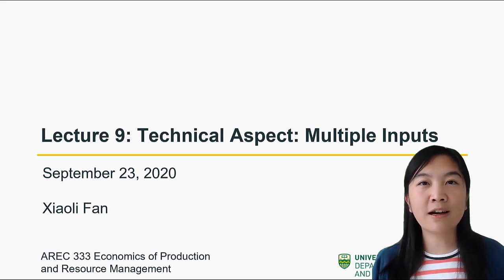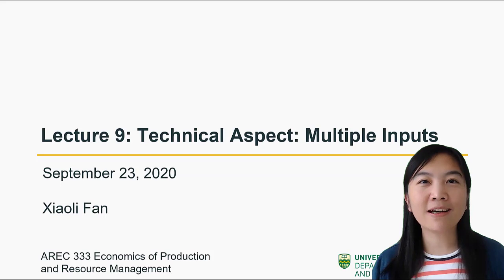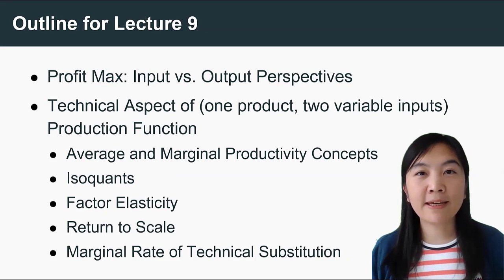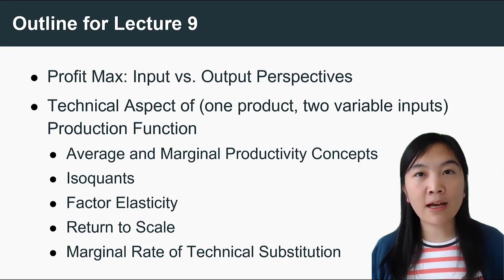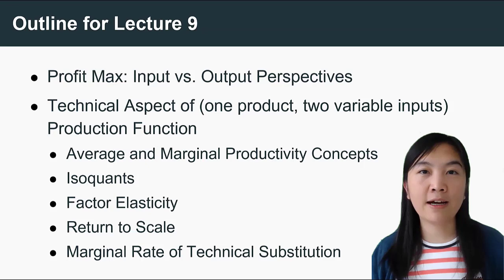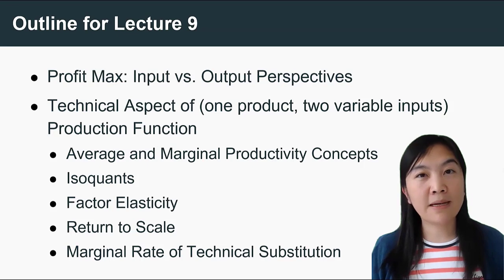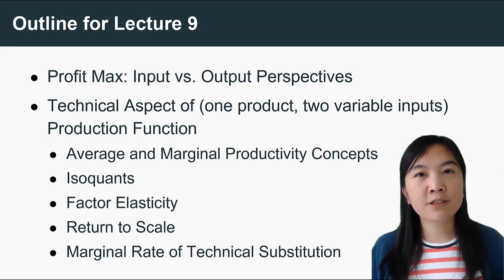But a lot of the concepts and ideas are basically the same as those you have learned from the one variable input production function. For today's lecture, we will be mainly focused on the technical aspect of production. However, before that, I will do an overview of profit maximization for one variable input and do a comparison of the input perspective and output perspective. What's the linkages between those two perspectives, and why do you get the same results by solving profit maximization from the two perspectives?